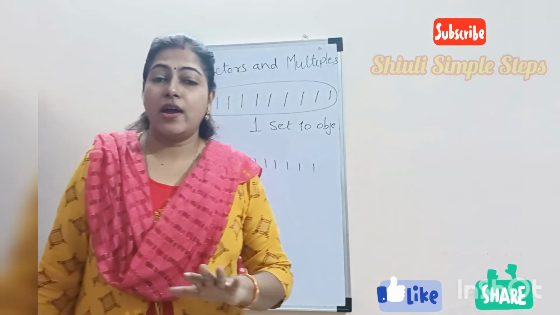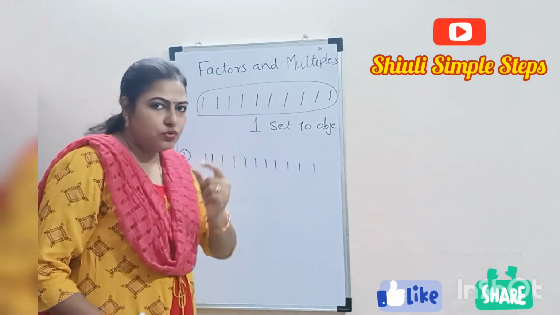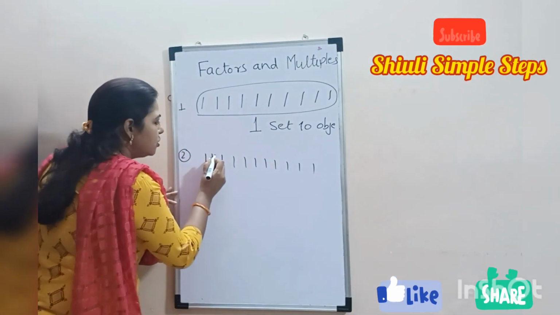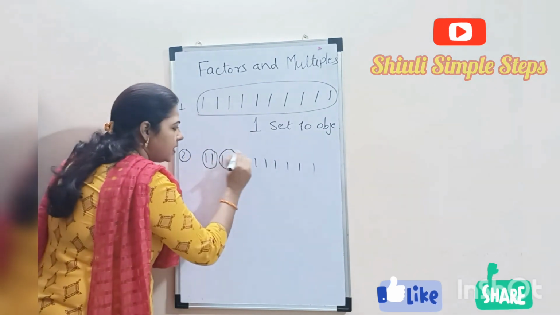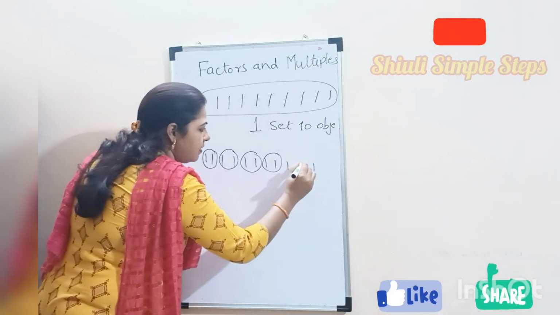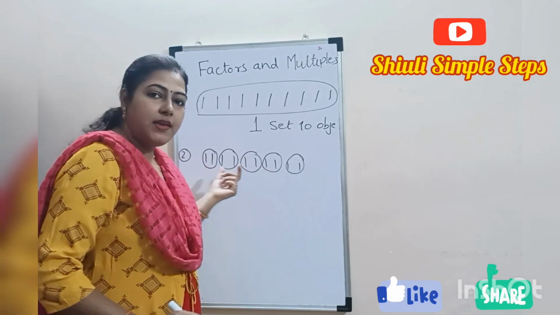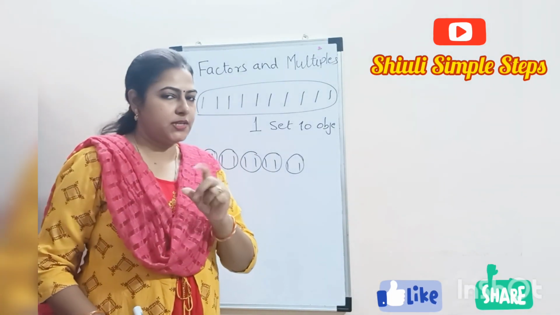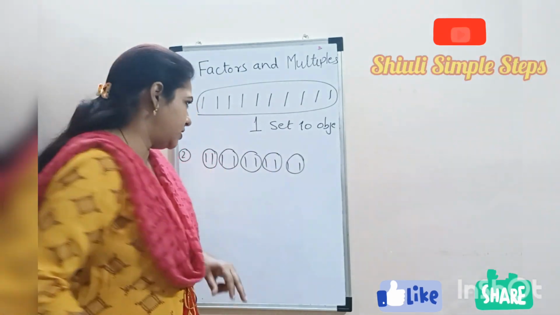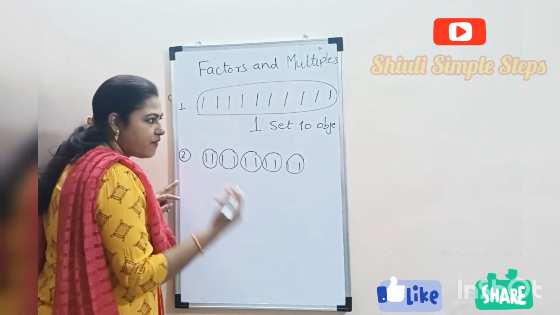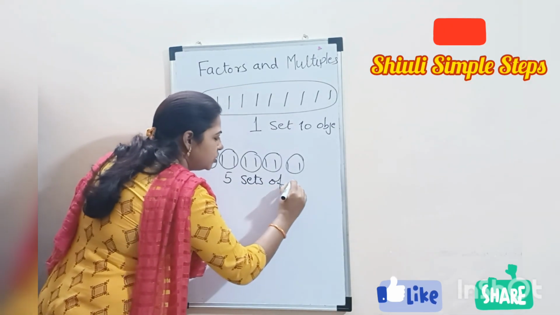Okay. Now again we have the same 10 objects, and now we will take two objects in one set. Okay. So here we will take two objects in one set. यहाँ पर ये लिया and here we can see that when we take two objects in a set, how many sets we have? We have five sets of two objects.